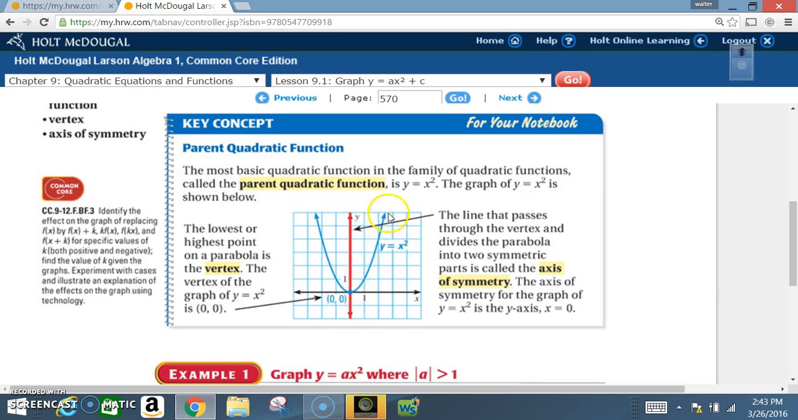The lowest point or highest point on the parabola is the vertex. So right here is your vertex at 0, 0. In this case, it's the lowest point because the graph opens upward. If the graph opened downward, that is, if the U shape was going in this direction, then the vertex would be the maximum point. But when it's open upward, the vertex is the minimum point. Downward, the vertex is the maximum point.